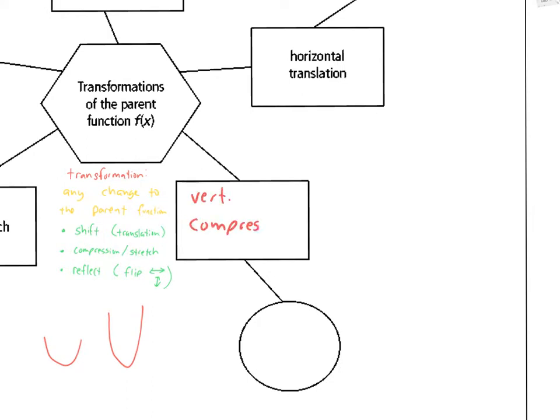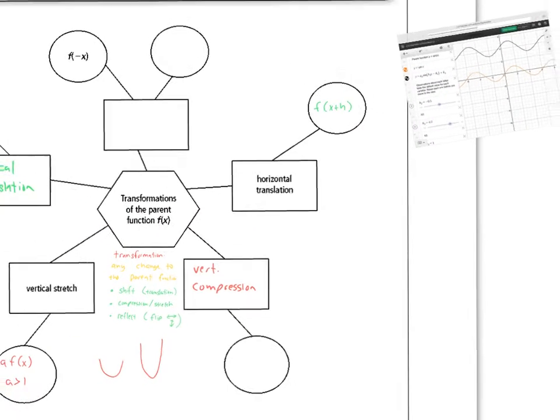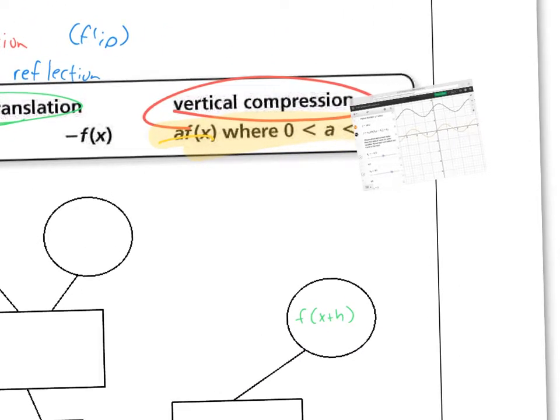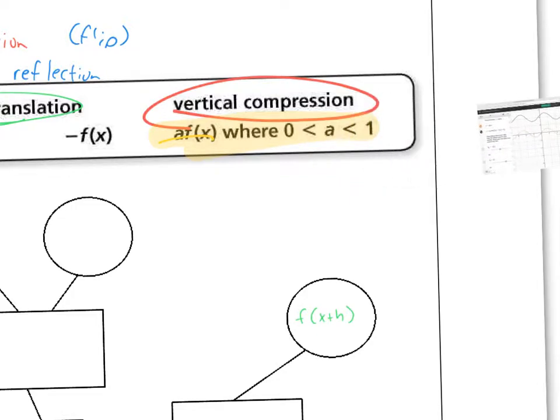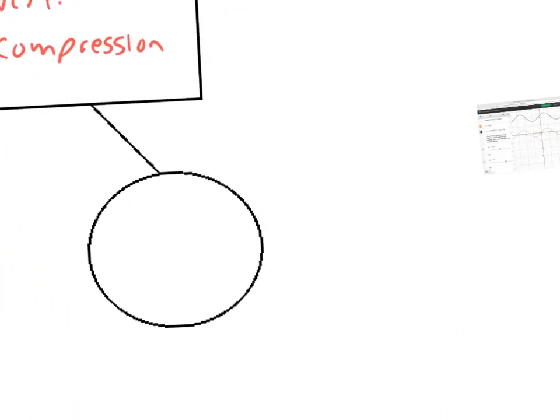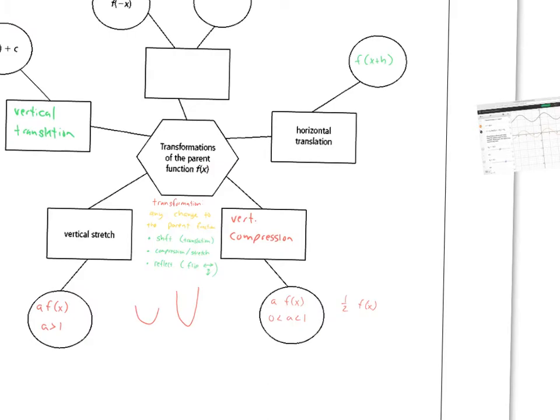And a compression means you squash it. So that is going to be here where I have a times f of x, where our a is between 0 and 1. So it's like 1/2, 1/3, 0.2, something like that. So again, it's the same as the other one, but a is a different type of number. A has to be between 0 and 1. If I said 1/2 of f of x, that's going to squash the function, compress it.